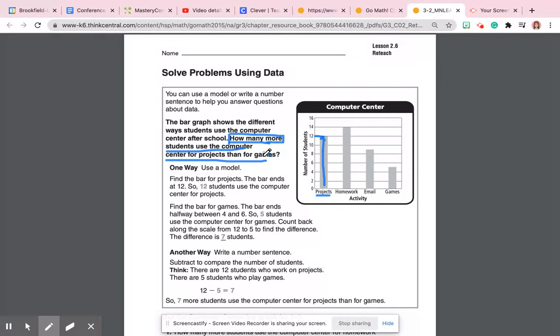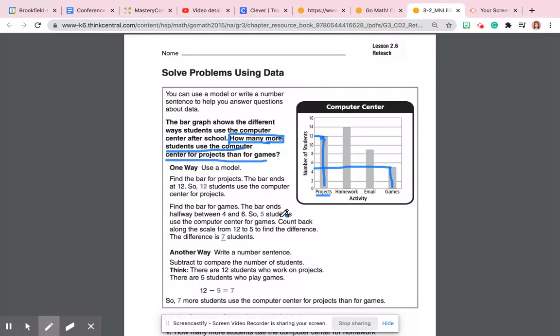Now, we need to find the bar for games. So we are going to look over here at games. We are going to go up, up, up, up, up, till we get to the top, and draw a line over to see how many. So we know that it's in between 4 and 6, which tells me that I'm landing on the number 5. So 5 students use the computer center for games.